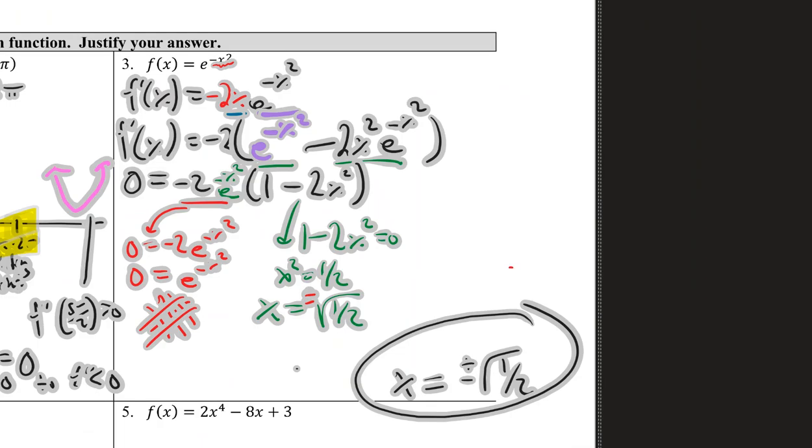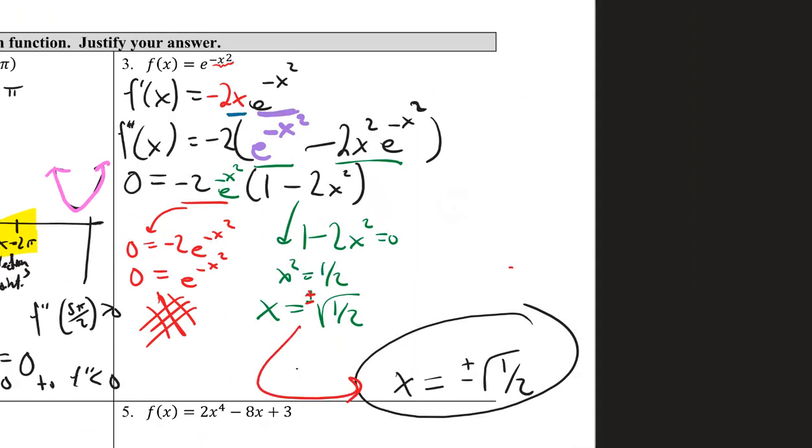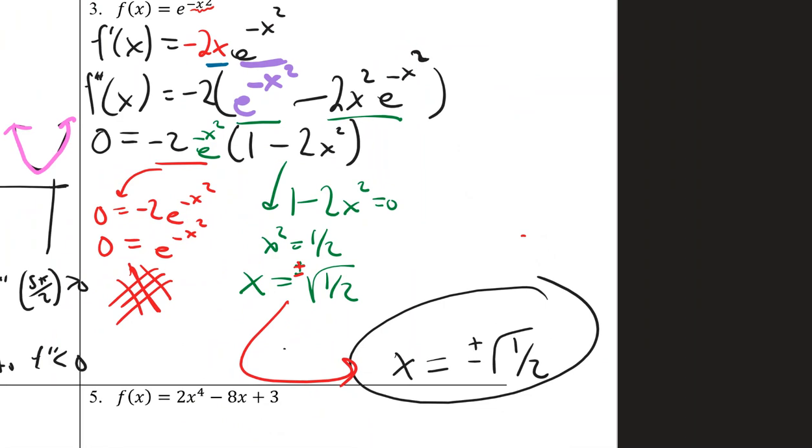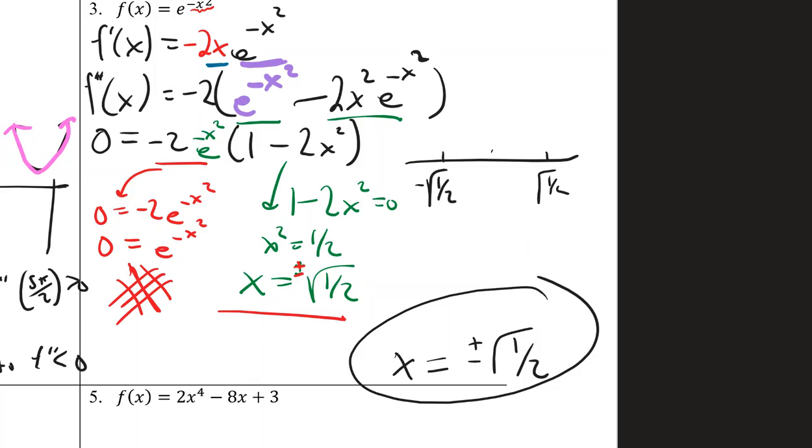Okay, so is that all I needed to do to know that answer? Unfortunately, no. This is just to find the places it might change direction. These are the potential inflection points. You still have to actually test around it. So here's the square root of a half. Here's negative square root of a half. I could test 0 in the second derivative. Negative, positive, positive would be negative. When the second derivative is negative, it's concave down.